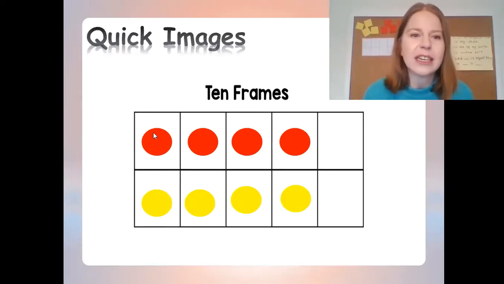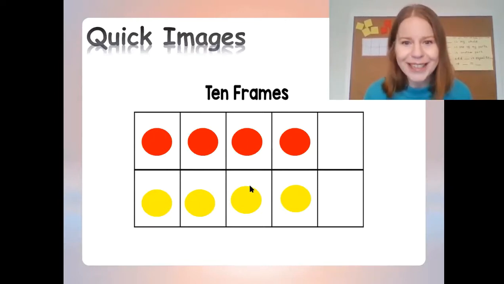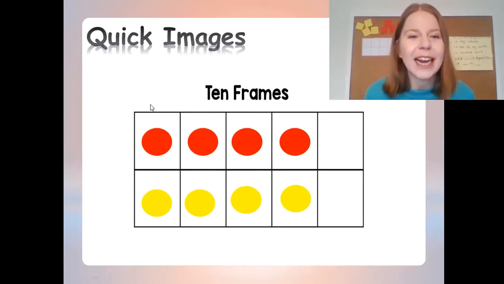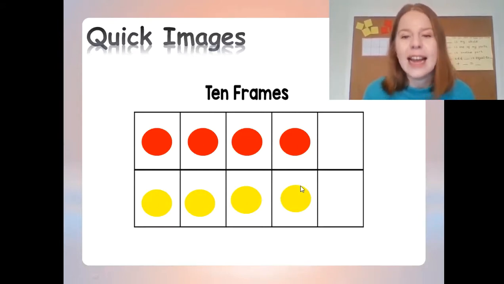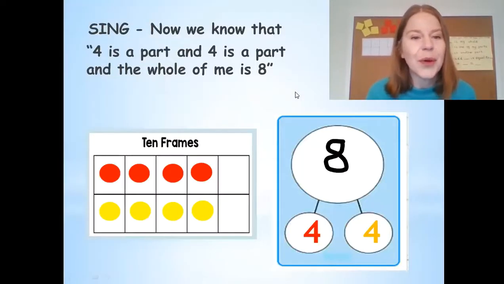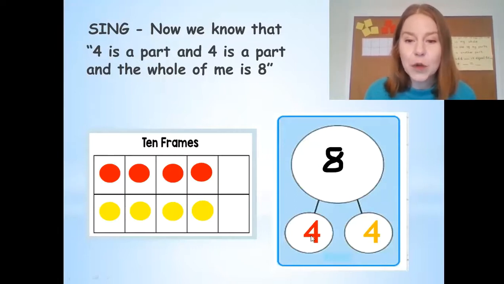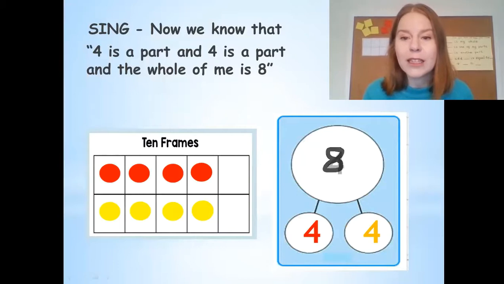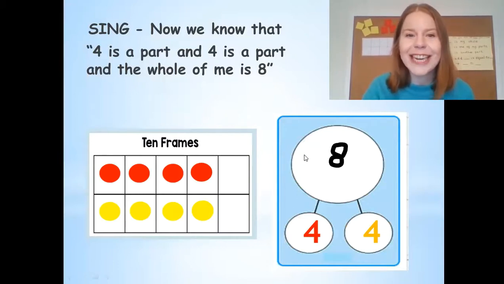Some of you might have seen it in a different way. Some of you might have seen it as 2 is a part, 2 is a part, 2 is a part, and 2 is a part. So if we were to count it, we would count it like this: 2, 4, 6, 8. That's quite a quick way of counting. So now we know, if we were looking at our tens frame, that 4 is a part, 4 is a part, and the whole number is actually 8.